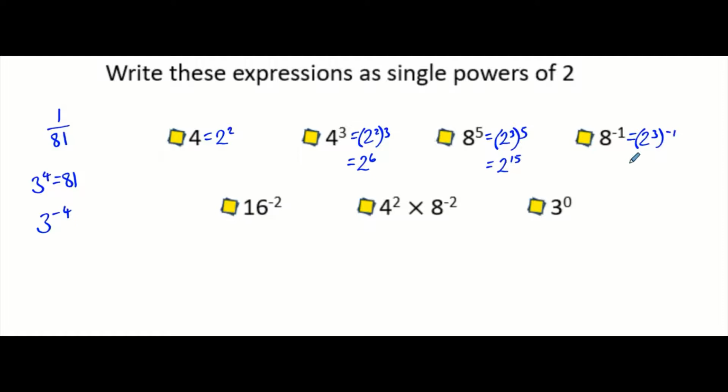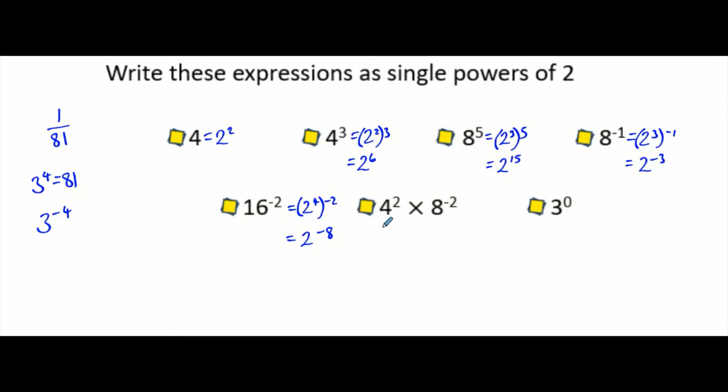Here we've got 8 to the power of minus 1, now 8 is 2 cubed, so we want 2 cubed to the minus 1, 2 to the power of 3 times minus 1, 2 to the power of minus 3. Here 16, 2 to the power of 4, hopefully you learnt that one last week, and then that is to the power of minus 2. We multiply the powers, 2 to the minus 8.